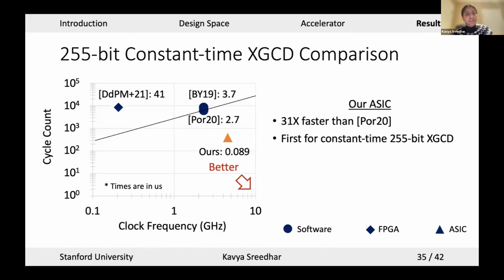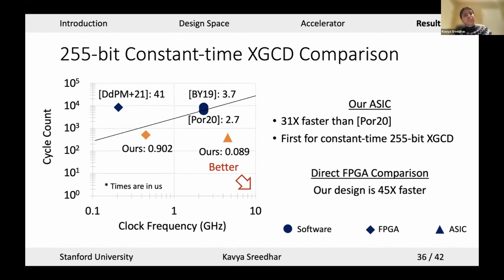So now we decided to compare our work to the prior work. And what we see is that our ASIC for 255-bit constant time XGCD is 31 times faster than the fastest software implementation out there. And importantly, it's the first ASIC we're aware of for constant time 255-bit XGCD. So these numbers suggest that it is useful to build custom hardware for this operation.